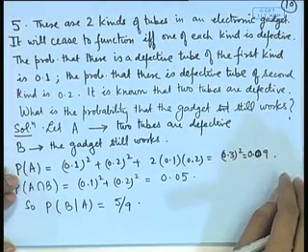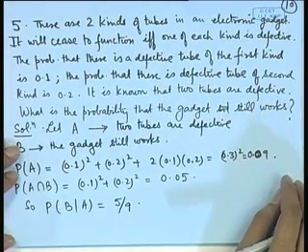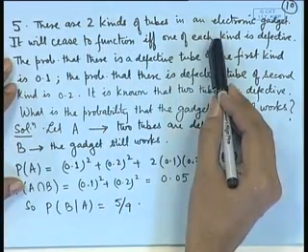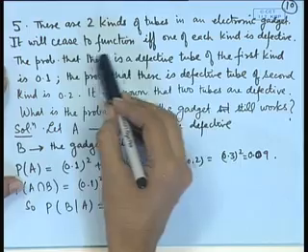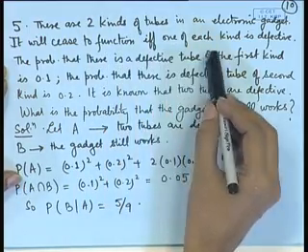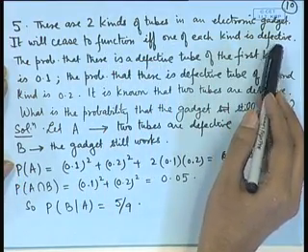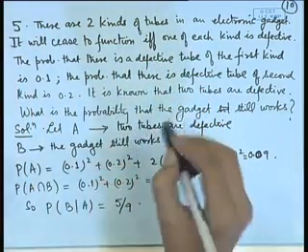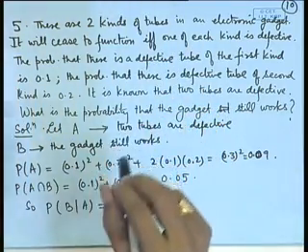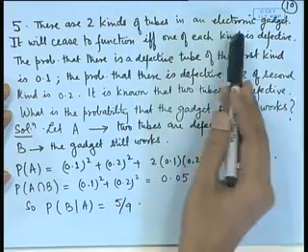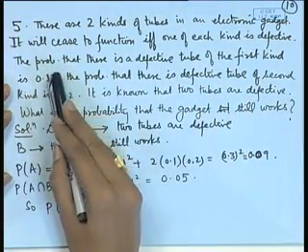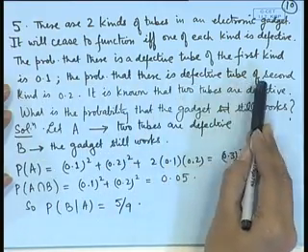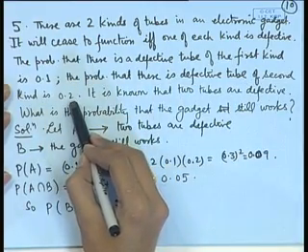Let us look at some further applications of conditional probability. Consider an example. There are two kinds of tubes in an electronic gadget. It will cease to function if and only if one of each kind is defective. So, if at least one of each kind is defective, then the gadget will fail. The probability that there is a defective tube of the first kind is 0.1, and the probability that there is a defective tube of the second kind is 0.2.